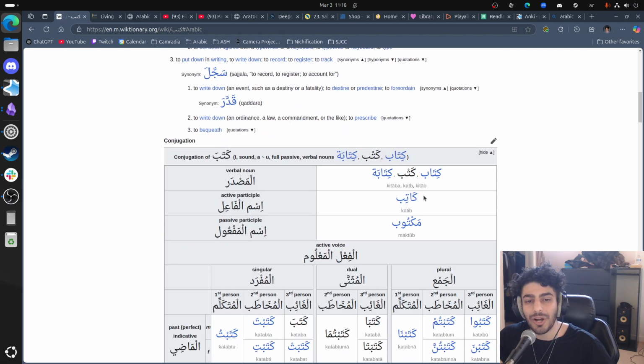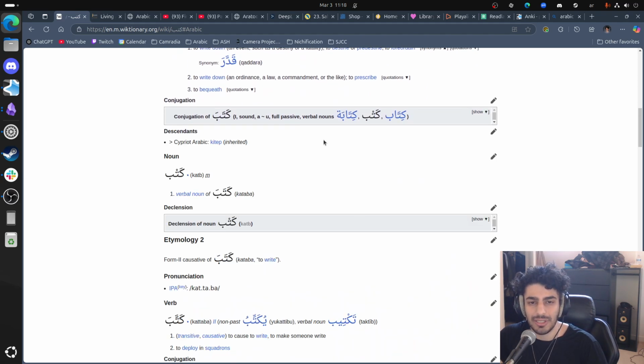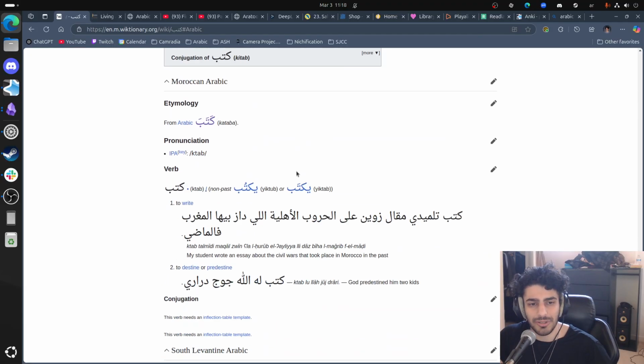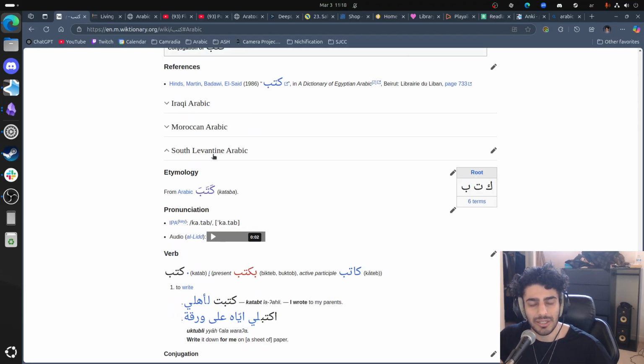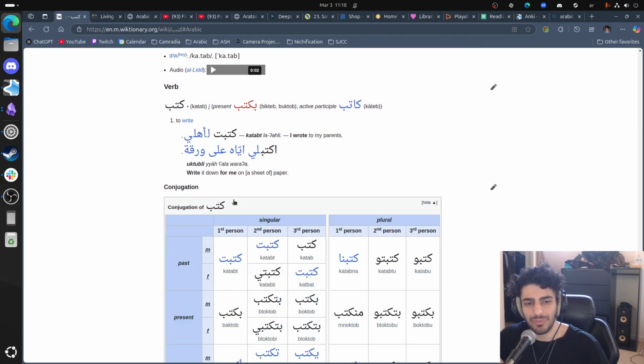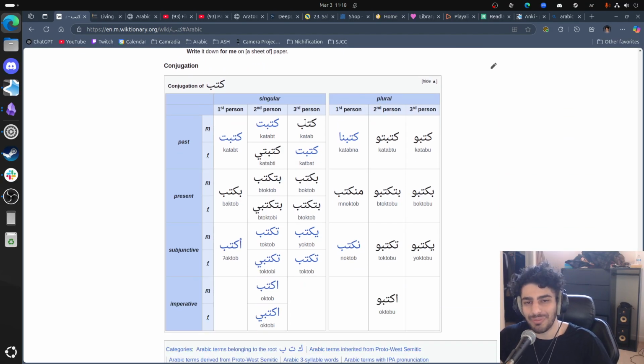Now we want to look at conjugation. So this is terrible, we're not going to look at that. We're going to go to South Levantine Arabic, because that's much more pleasant to look at. So conjugation: past tense, present tense. Ignore subjunctive. Subjunctive is just a fancy way of saying hypothetical. And of course you have your imperative, your commands.